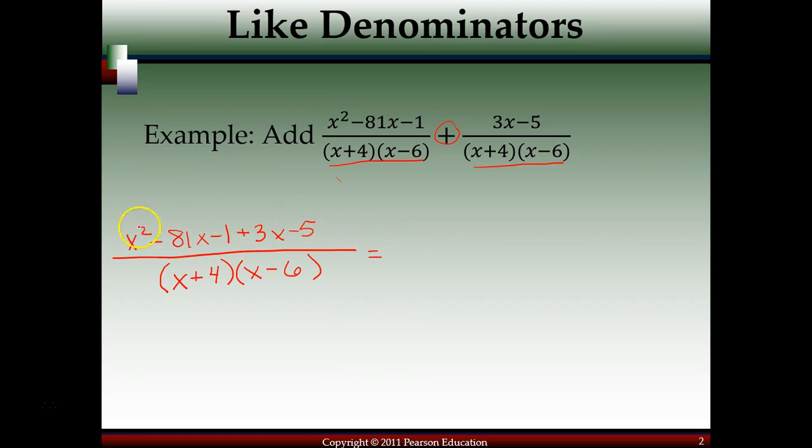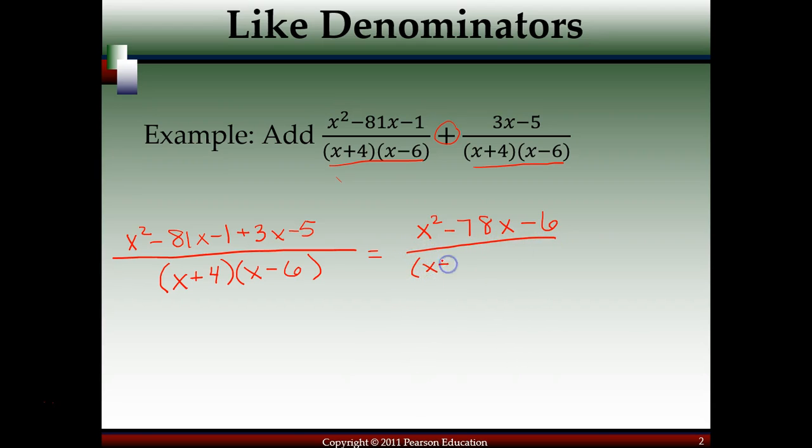And now we just add together and subtract together the like terms that are in the numerator, and we are done. So we can keep the x squared as x squared, and then negative 81 plus 3x, let's see, that's 78x, and then minus 1 and minus 5 come together as minus 6, and then just rewrite that denominator.